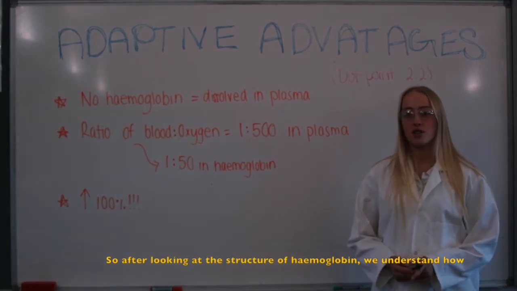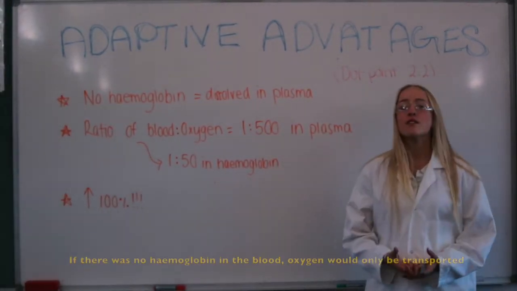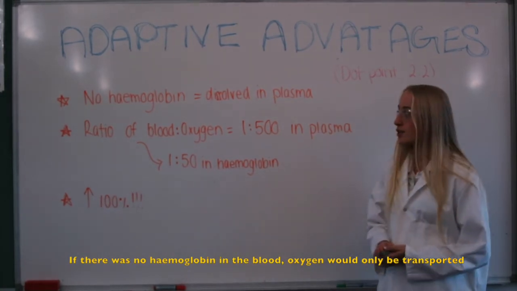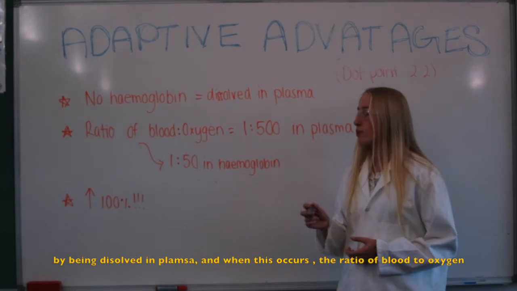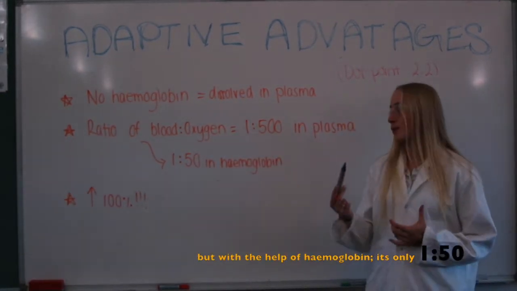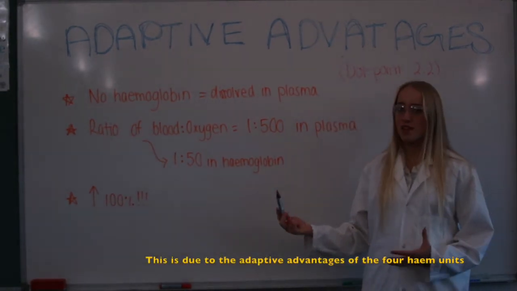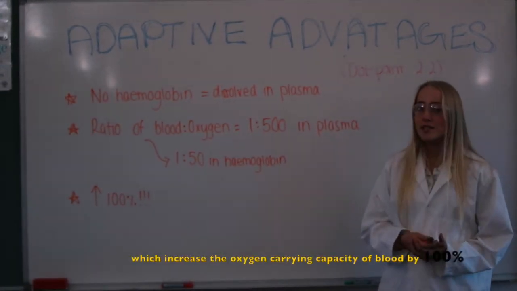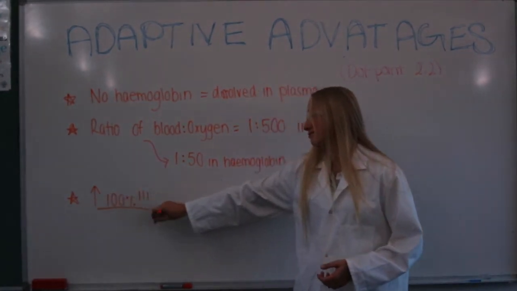After looking at the structure of haemoglobin, we understand how oxygen and haemoglobin bind together. If there was no haemoglobin in the blood, oxygen would only be transported by being dissolved in plasma. And when this occurs, the ratio of blood to oxygen is 1 to 500. But with the help of haemoglobin, it's only 1 to 50. This is due to the adaptive advantages of the 4 Haem units, which increase the oxygen carrying capacity of blood by 100%.